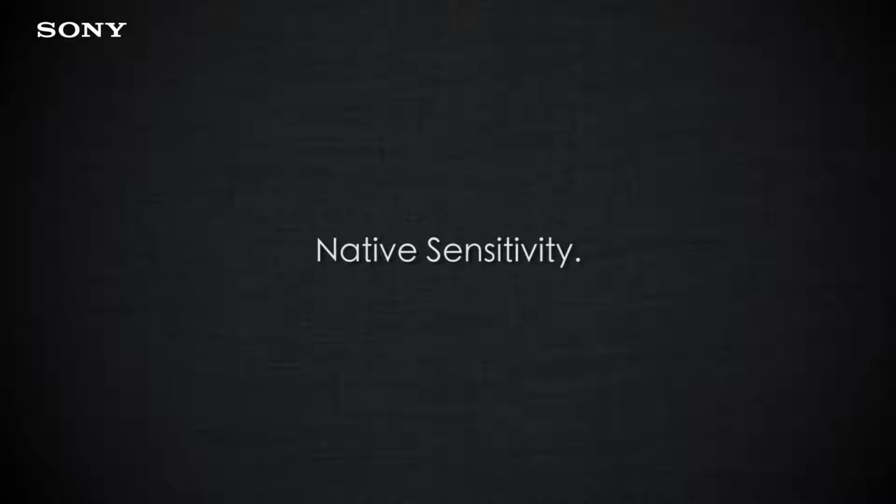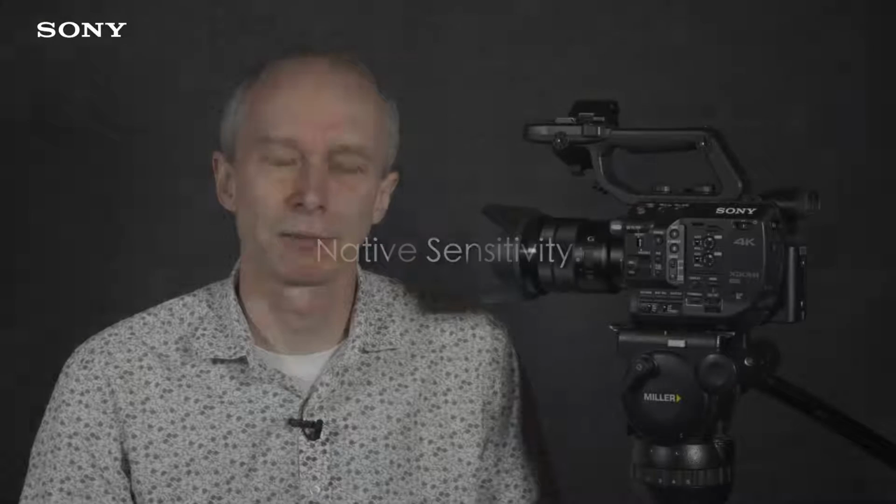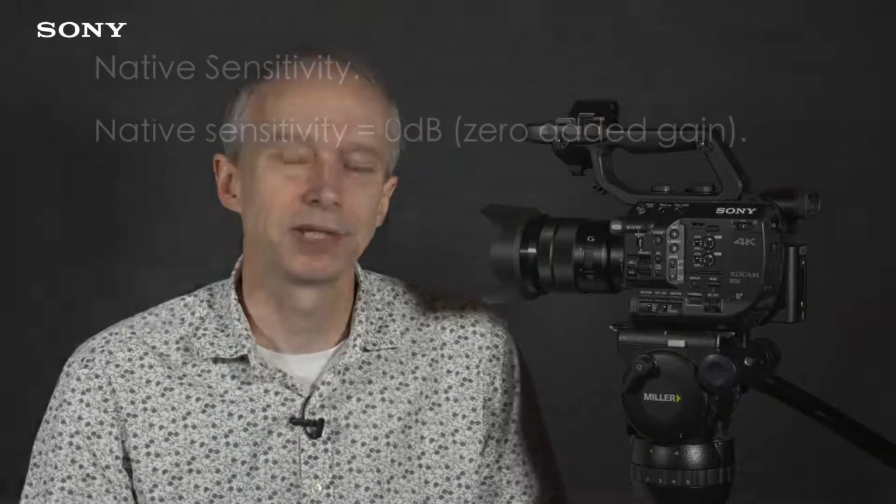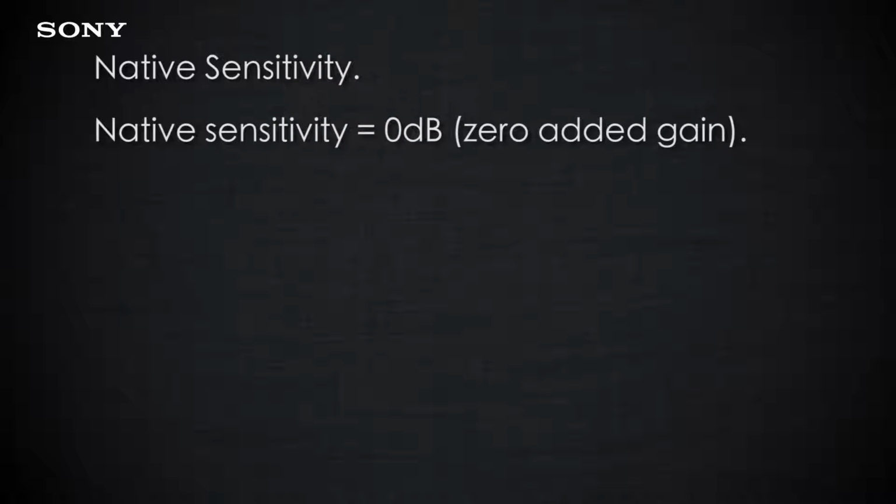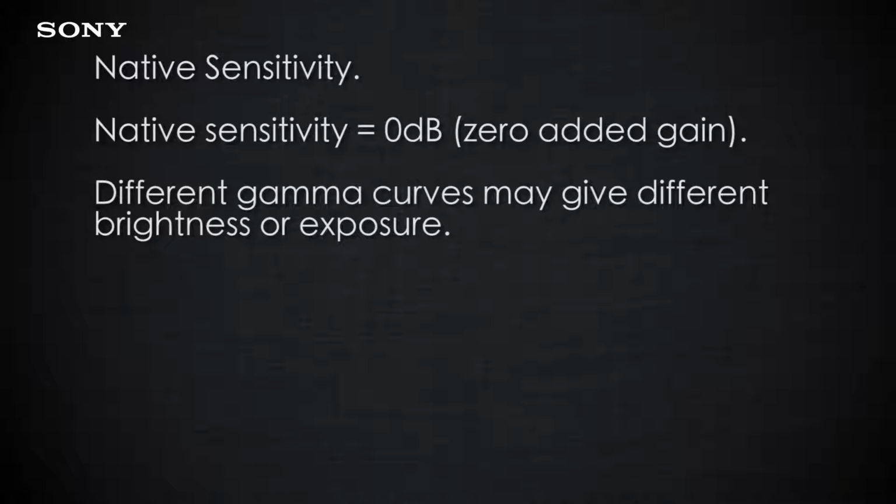Before going any further, one thing that's very important to understand, and this applies to any video camera, is that the best image quality is normally obtained when the camera is at its native sensitivity. The native sensitivity of a video camera is when the camera is set to 0 dB gain. No gain added.